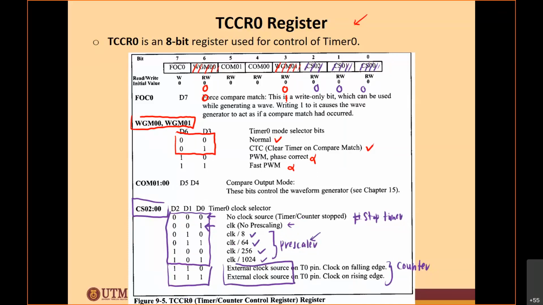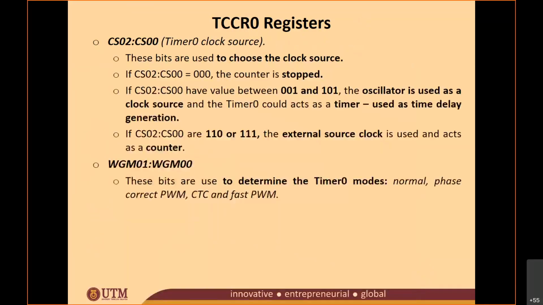So for TCCR0, first you're going to select the mode, either you're going to use the overflow method or the CTC method, and then the second one is the prescale setting, either you're going to use no prescale or with a prescale option. That is for the TCCR0. So this is the summary of what I said earlier.